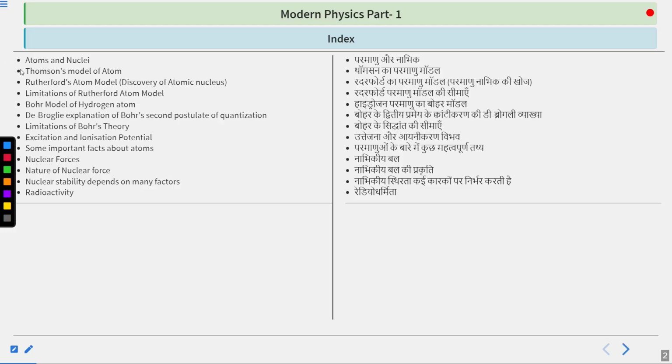So let's see them again, starting with the atoms and nuclei, then Thomson model of atom, Rutherford atom model, that is also known as the discovery of atomic nucleus, limitations of Rutherford atomic model, Bohr model of hydrogen atom, De-Broglie explanation of Bohr's second postulate of quantization. What are the limitations of Bohr's theory? Excitation and ionization potential. Some important facts about atoms. What do you mean by the nuclear forces? Nature of nuclear force. Nuclear stability depends on which factors, and radioactivity.